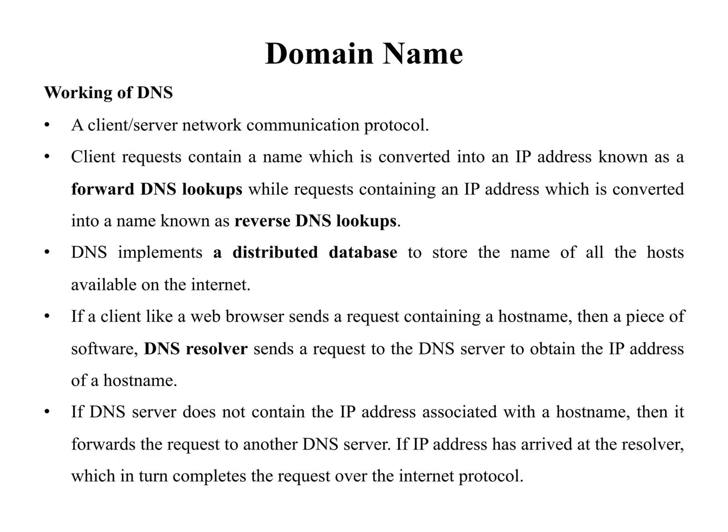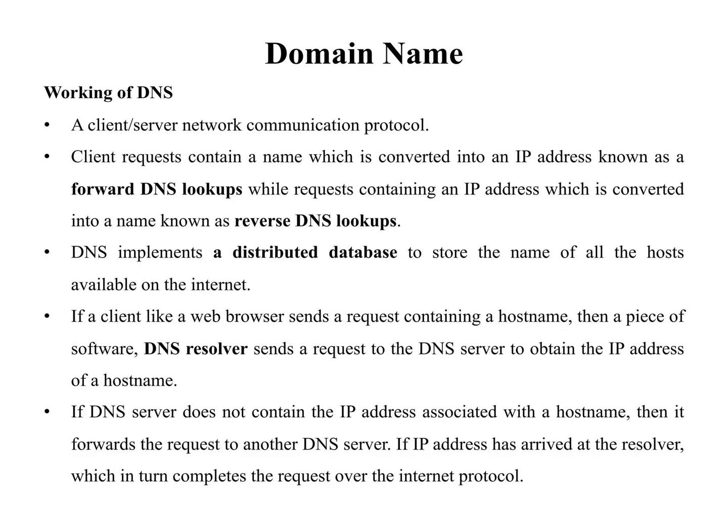Next, working principles of DNS. It's a client server network communication protocol. Here, a client request containing a name that is converted into an IP address is known as forward DNS lookup. Then a request containing an IP address that is converted into a name is known as reverse DNS lookup. First one is forward DNS lookup. Next one is reverse DNS lookup.